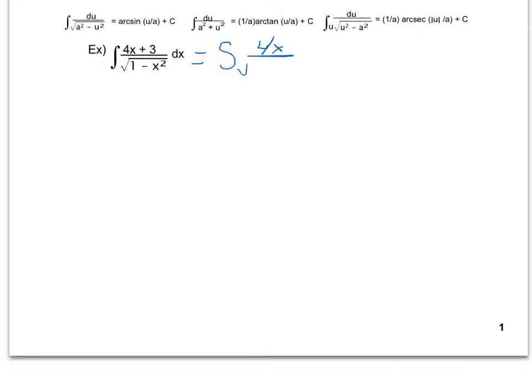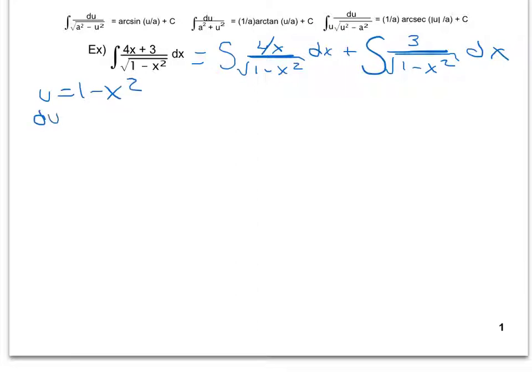4x over the square root of 1 minus x squared dx plus the integral of 3 over the square root of 1 minus x squared dx. And when I go to integrate this, I already made note that on the first one, I'm going to have to probably use u substitution. So I'm going to let u equal 1 minus x squared, which means du will be negative 2x dx, because du over dx would be negative 2x. I kind of combined a step there. Du would then be negative 2x dx.